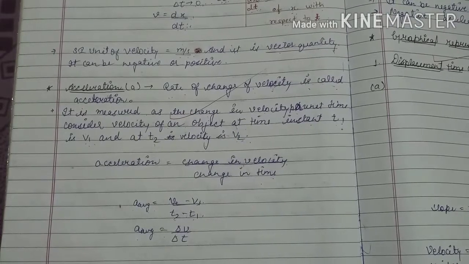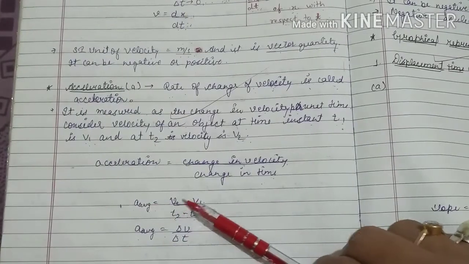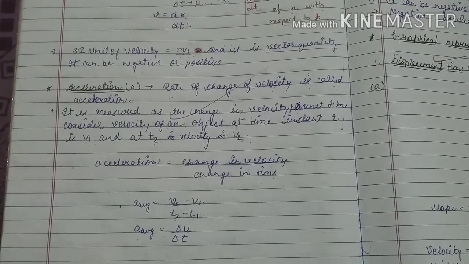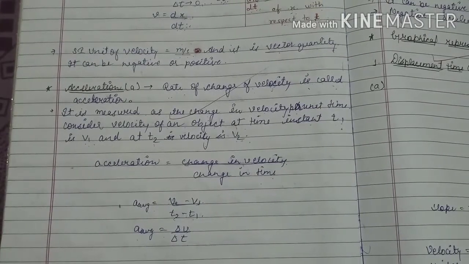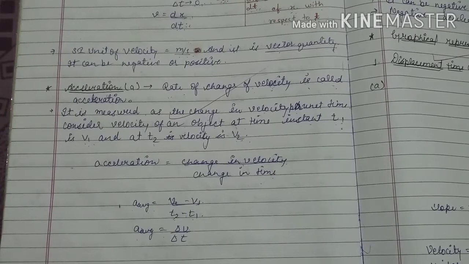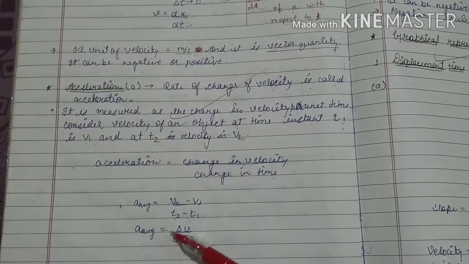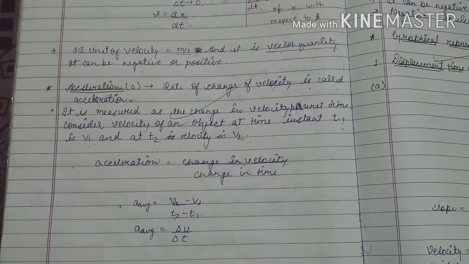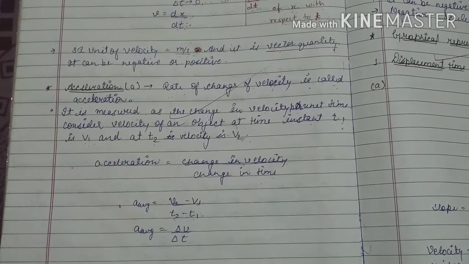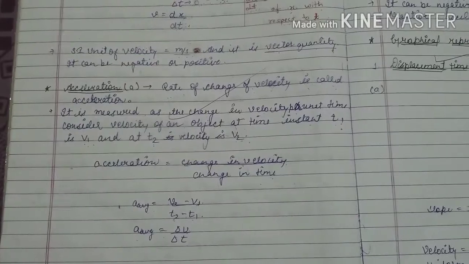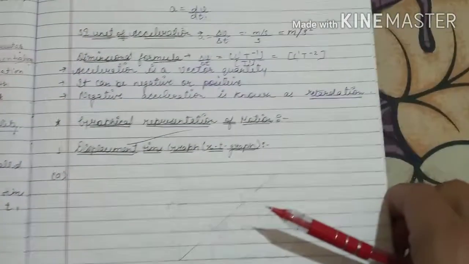In this case we have average acceleration. Average acceleration means v2 minus v1 divided by t2 minus t1. v2 minus v1 is the change in velocity, and t2 minus t1 is the change in time. Then we have a average equals delta v over delta t. Delta v means variation in velocity, delta t means variation in time, and their ratio gives us the value of acceleration, which is the average acceleration.